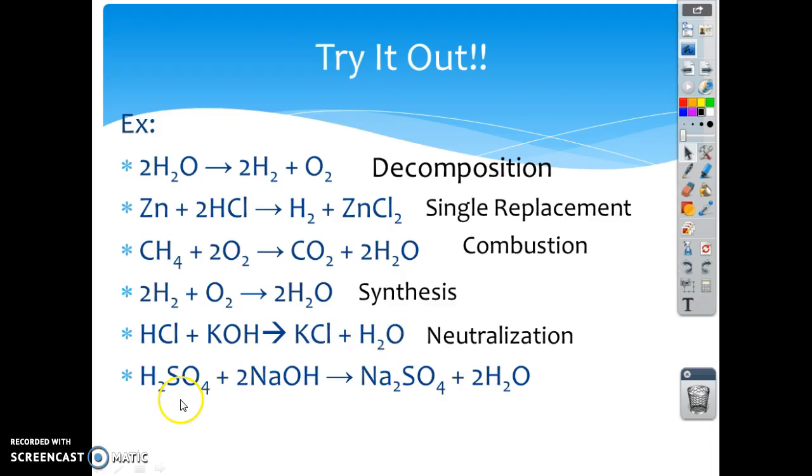In my last one here, I have hydrosulfuric acid, sodium hydroxide, and they're switching partners, plus signs on both sides, nobody's single, so it must be a double replacement, and it's actually also a neutralization reaction because this is an acid and a base. So neutralization reactions are always double replacement reactions.